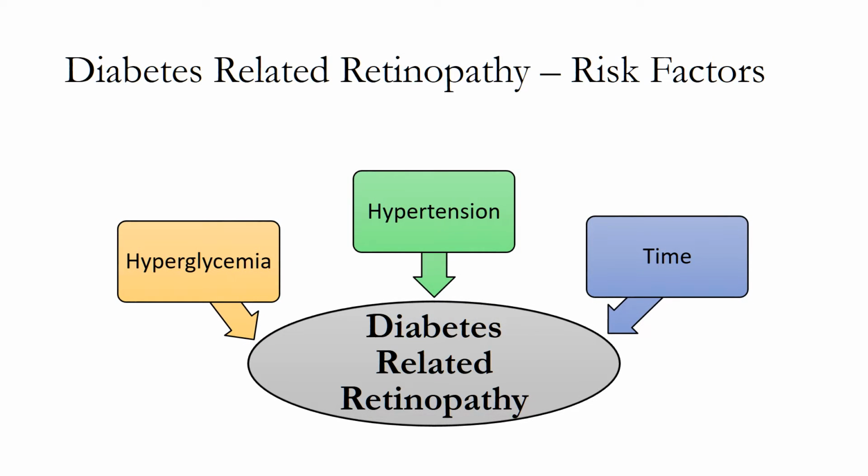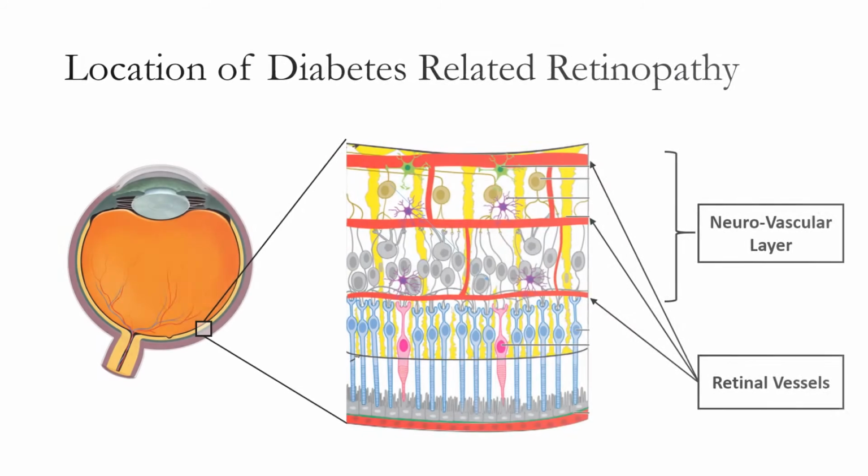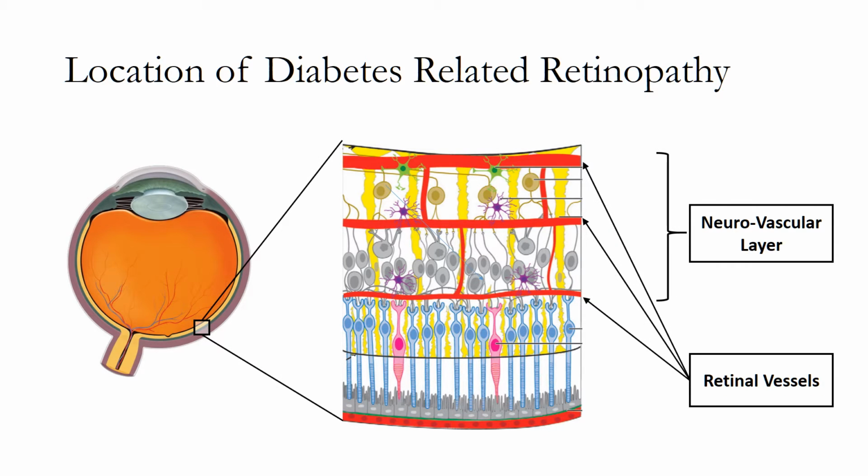The three major risk factors for diabetes-related retinopathy are hyperglycemia, hypertension, and time since diabetes was first present. Retinopathy manifests in the retinal vessels that are located in the neurovascular layer of the retina.